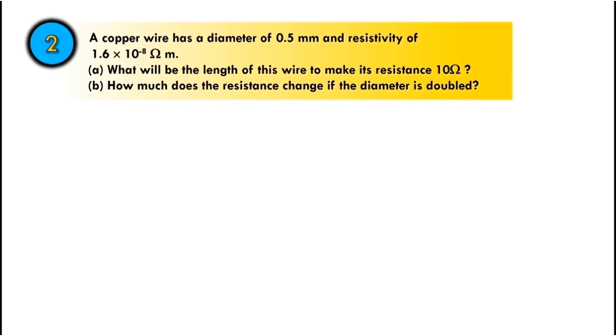Now moving to question number 2. A copper wire has a diameter of 0.5 mm and resistivity of 1.6 into 10 to the power minus 8 ohm meter. Question A says, what will be the length of this wire to make its resistance 10 ohm? And question B says, how much does the resistance change if the diameter is doubled?